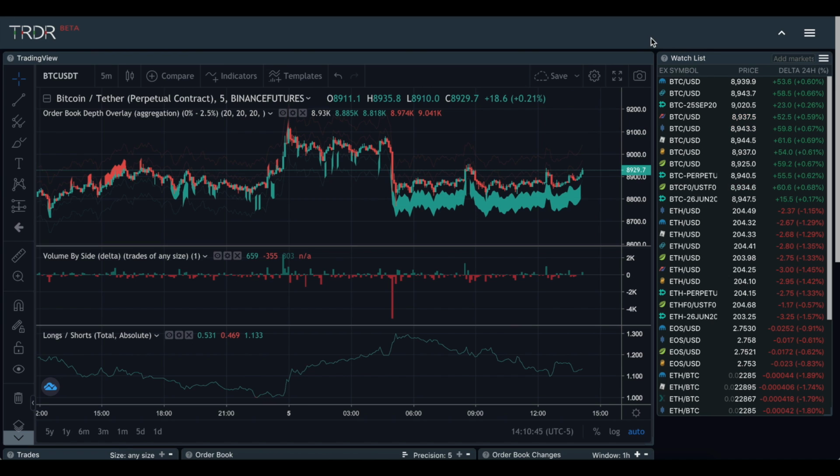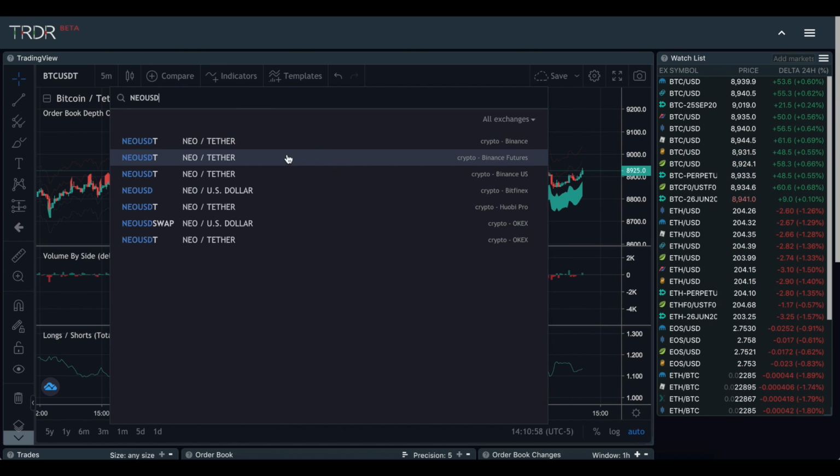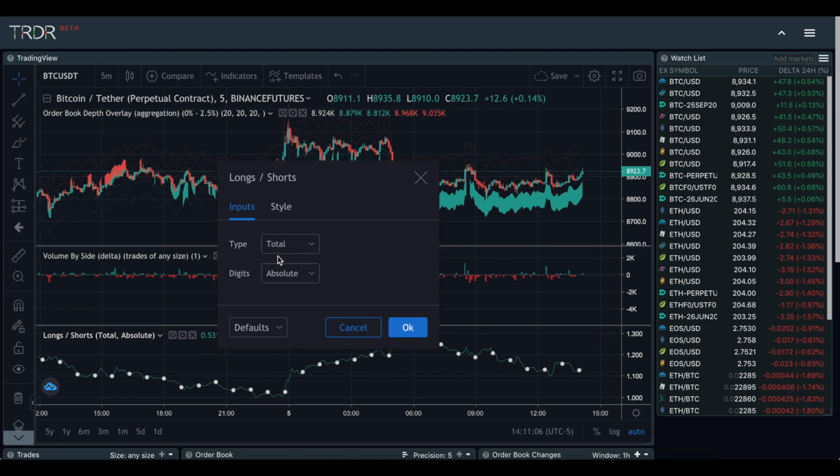First of all, if you want to get this indicator, go to trdr.io/console, then go search any Binance Futures asset. So that could be BTC USD Binance Futures, or it could be NEO USDT. Make sure to always click Binance Futures. Then after that, you need to go to indicators and get to long shorts. After you do that, you can then optimize this indicator to be whatever you want it to be.